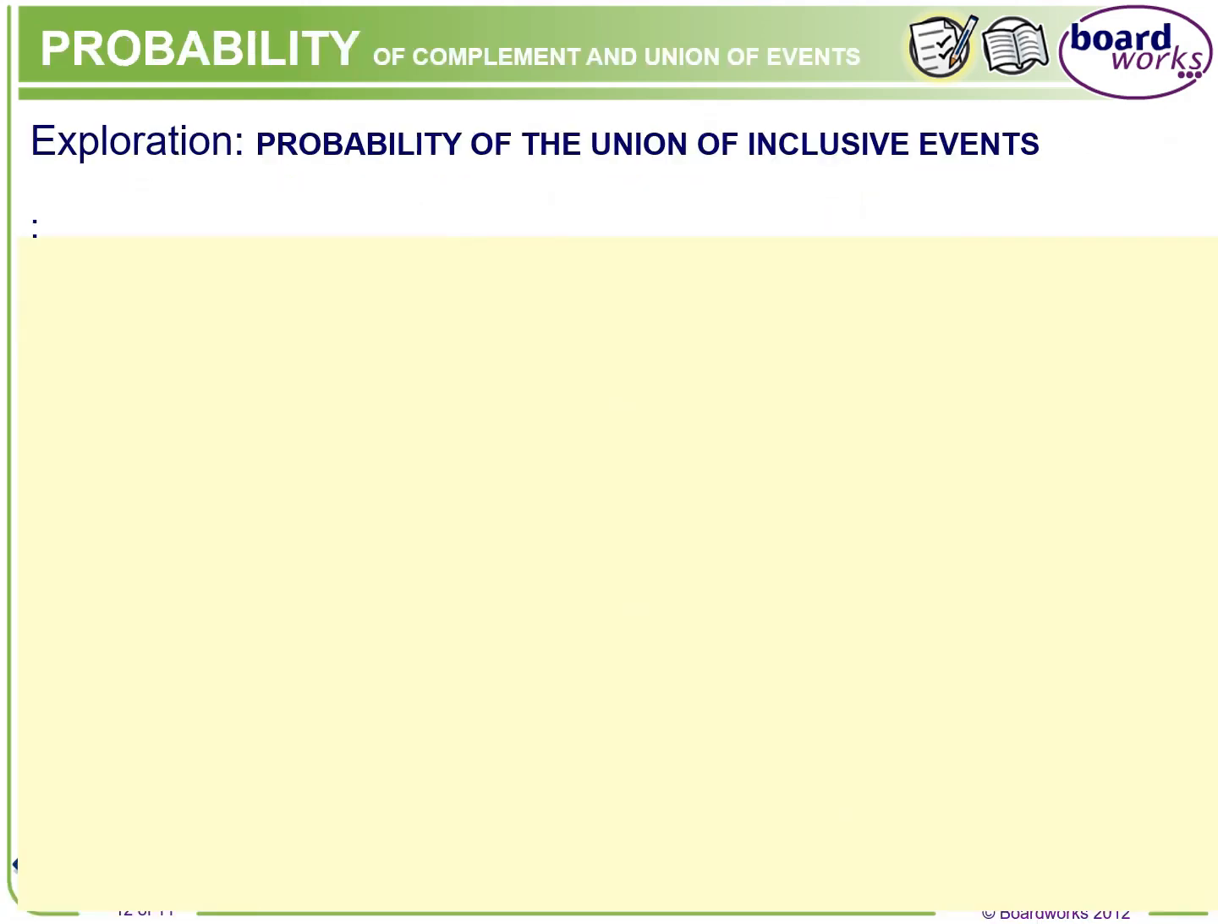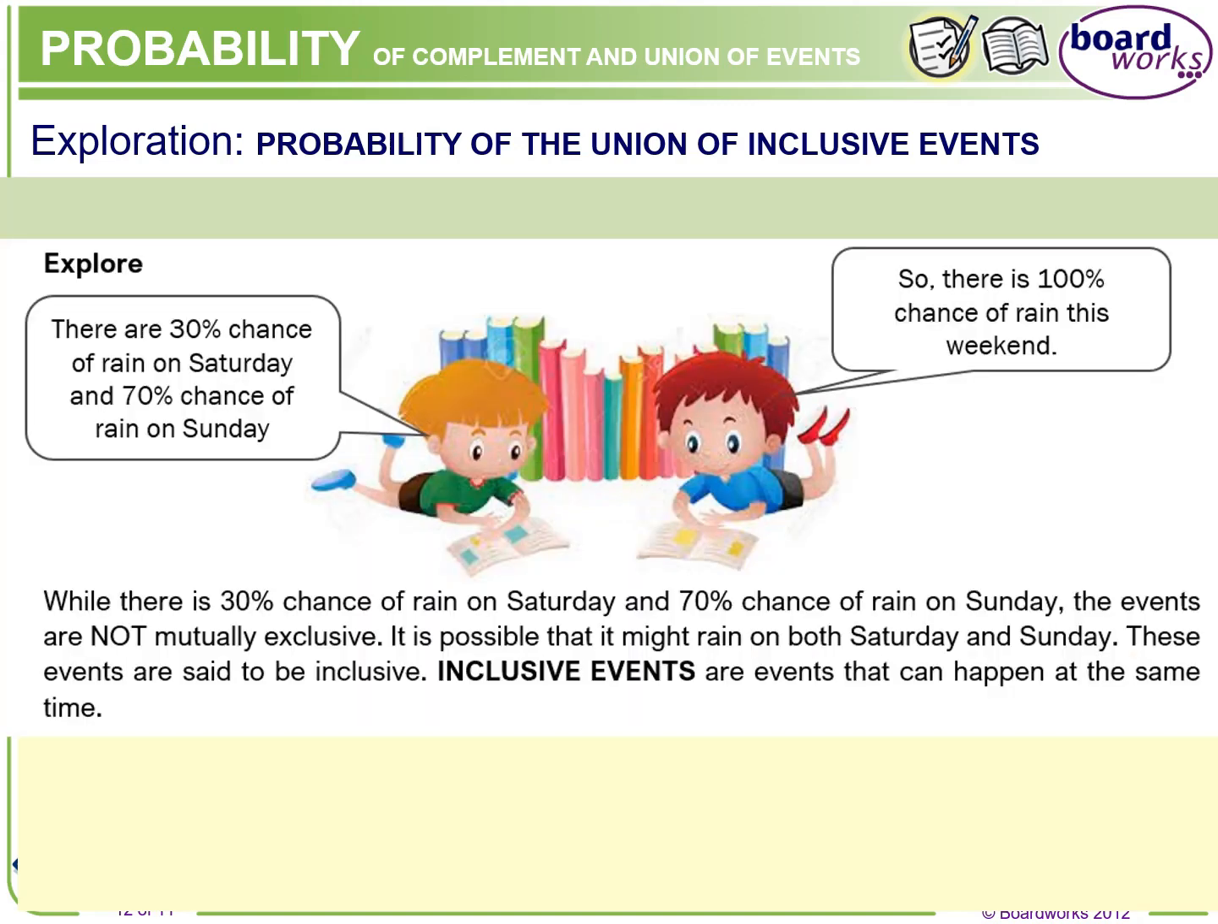Let's try to explore the probability of the union of inclusive events. What's the difference between inclusive and mutually exclusive events? There is a 30% chance of rain on Saturday and 70% chance of rain on Sunday. So there is 100% chance of rain this weekend? Well, the events are not mutually exclusive. It is possible that it might rain on both Saturday and Sunday. These events are said to be inclusive.